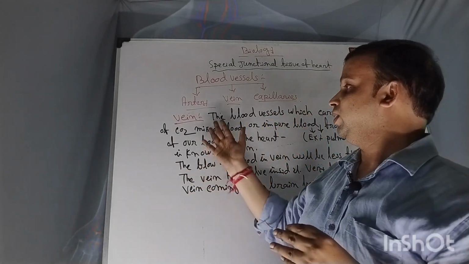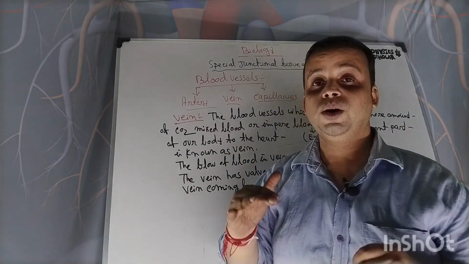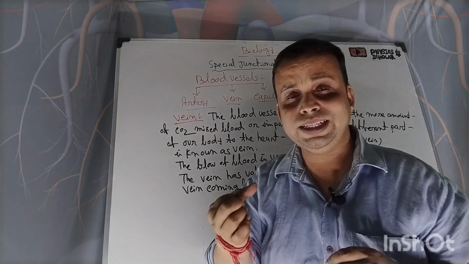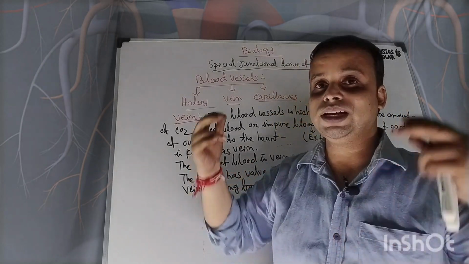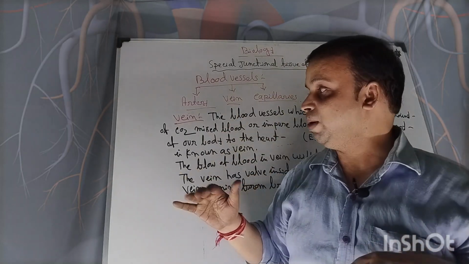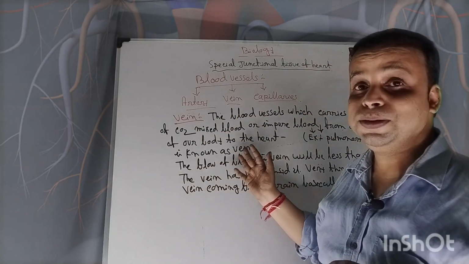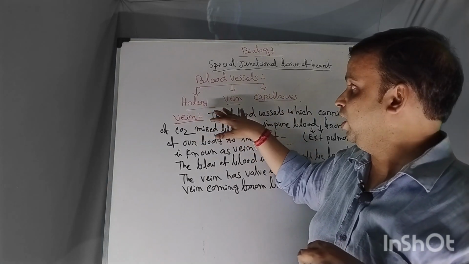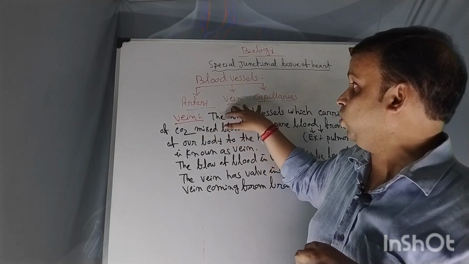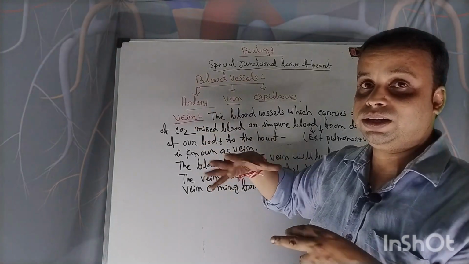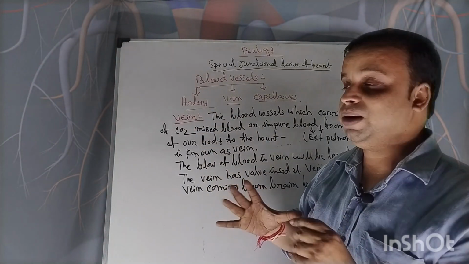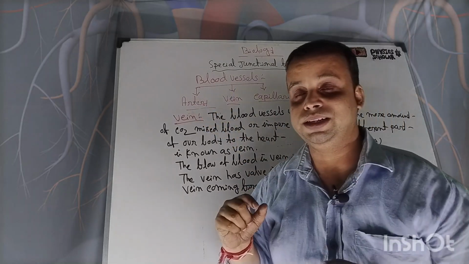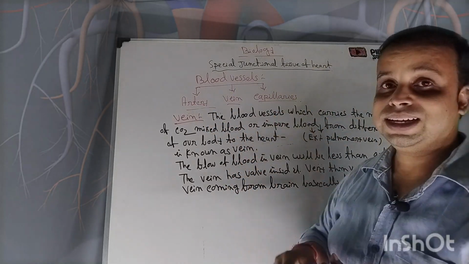Clear? So the vein also has valves, but not all veins have valves. Some veins which are very thin, and the veins which come from the brain, don't have any valve inside. So this is the artery and the vein. Clear? The wall of the vein is not as hard as the arteries, which means it cannot resist high blood pressure like the wall of the artery. Now let us come to the capillary.